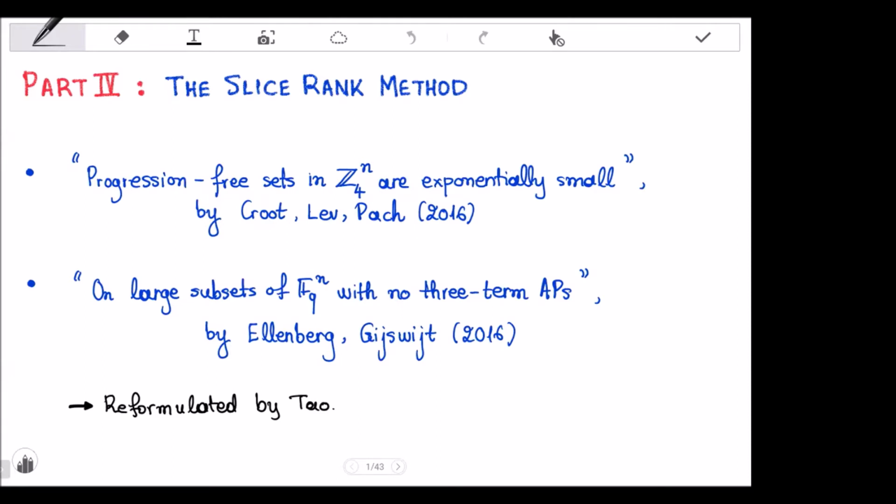And I should say that the main idea was underlying in this paper that was considering sets in Z4 to the n, while the big problem was in Z3 to the n. The idea was still in here. And just a little later, Ellenberg and Gijswijt generalized it to Z3 to the n. So the exposition I have here is a reformulation of this method by Terry Tao, which appears in his blog.